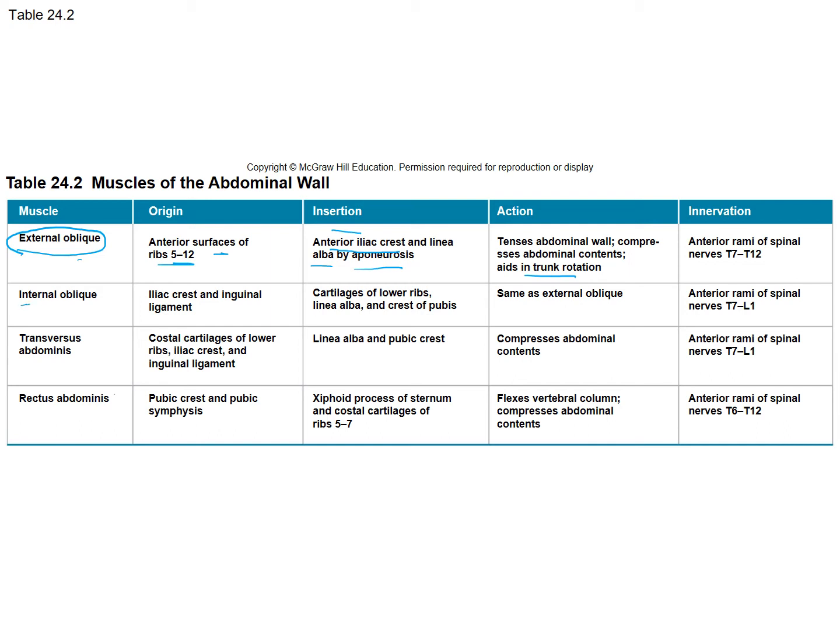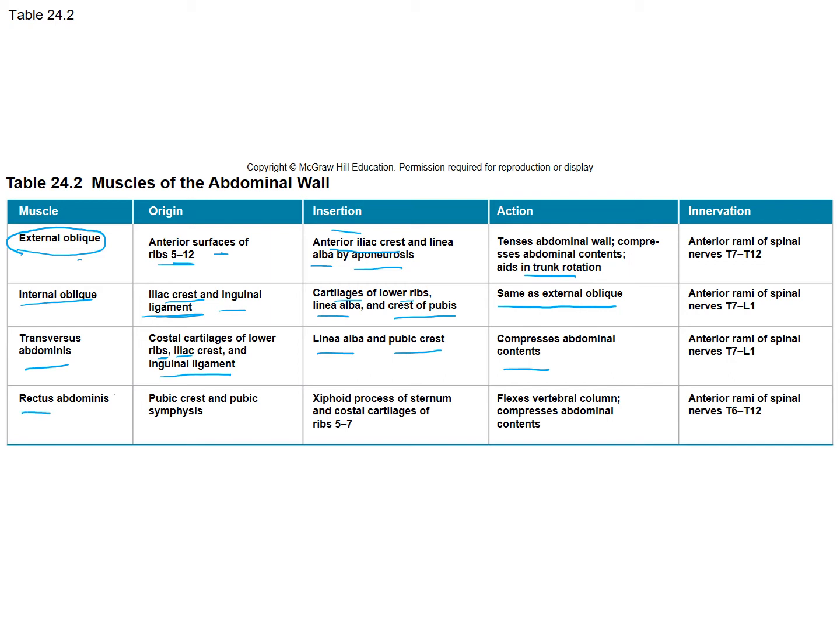Okay. Internal oblique muscle. The origin will be iliac crest and inguinal ligament. The insertion will be the cartilages of the lower ribs, linea alba, and crest of pubis. That's part of the pubic bone. Okay, and it has the same action as external oblique. Transversus abdominis, the origin will be the costal cartilage of the lower ribs, iliac crest, and inguinal ligament. Insertion will be the linea alba, the white line, and the pubic crest from the pubic bone, of course. And action compresses abdominal contents.